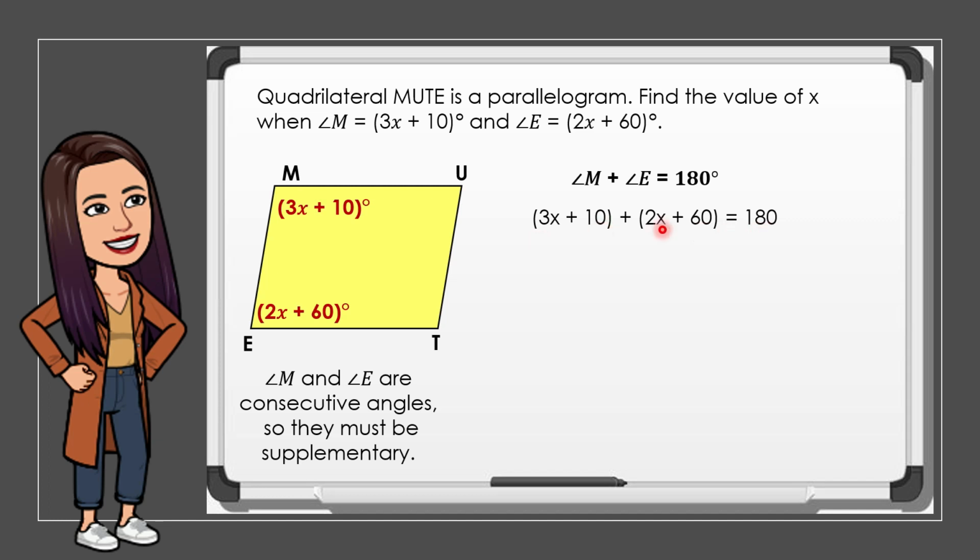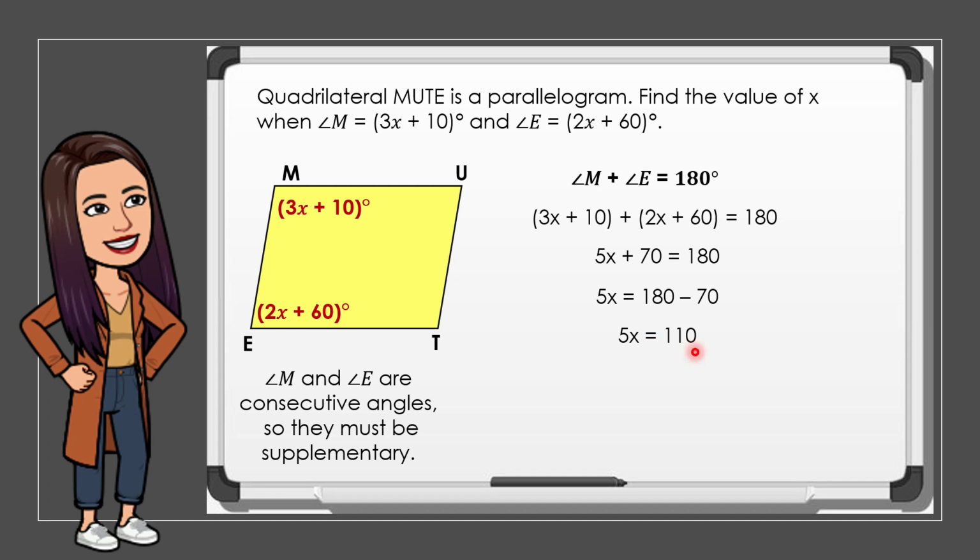Let us combine the like terms here. We will have 5x plus 70 is equal to 180. So let us isolate 5x here by transposing 70 to the right side of our equation. Therefore, we will have 5x is equal to 180 minus 70. And 180 minus 70 is equal to 110. Therefore, our equation will be 5x is equal to 110.